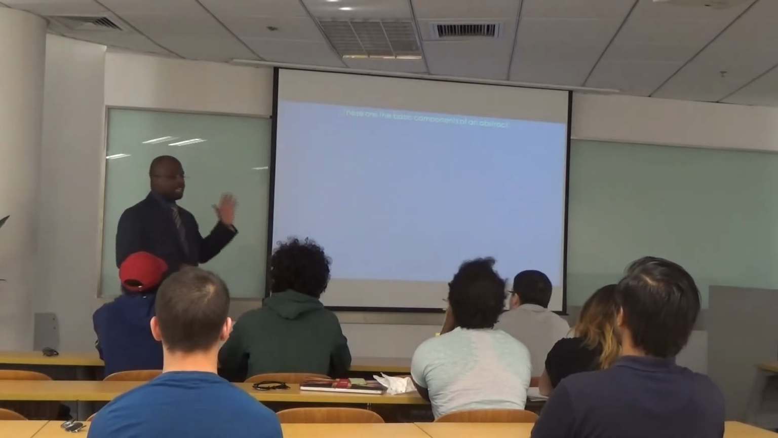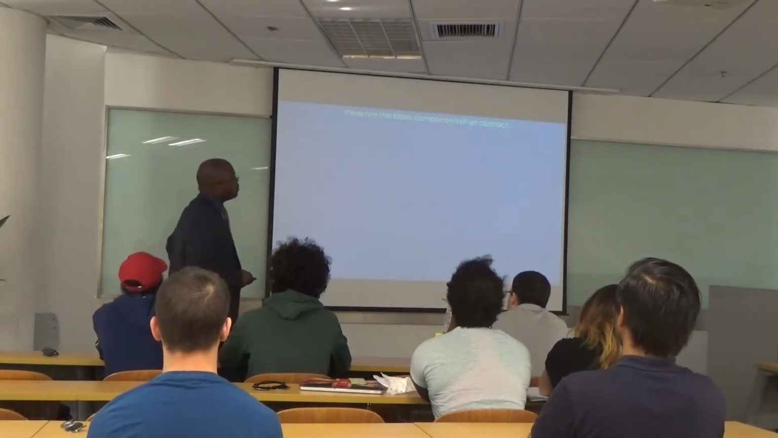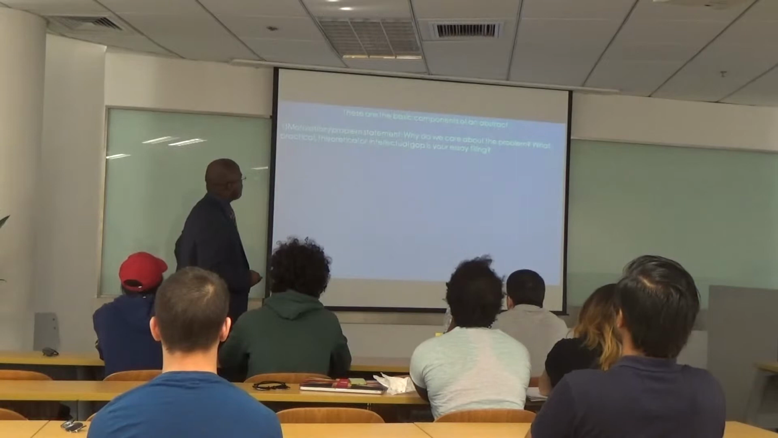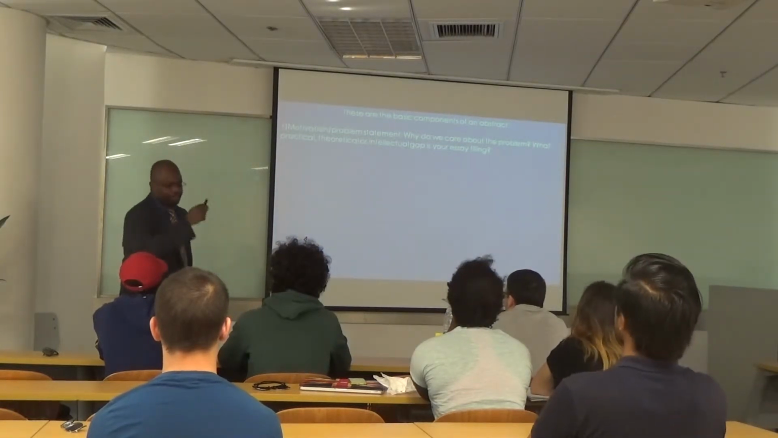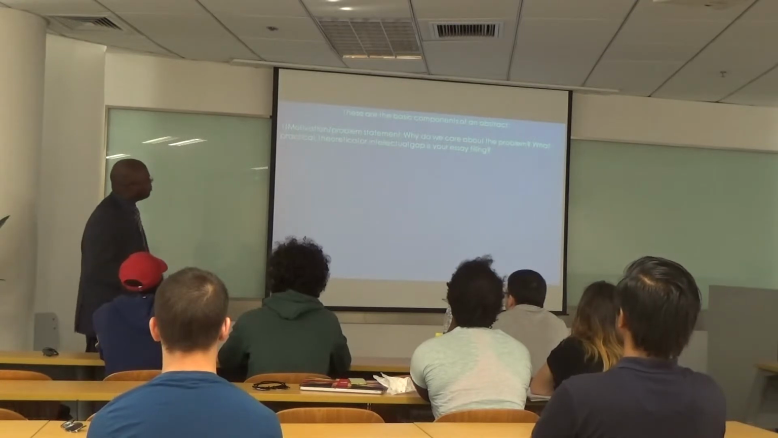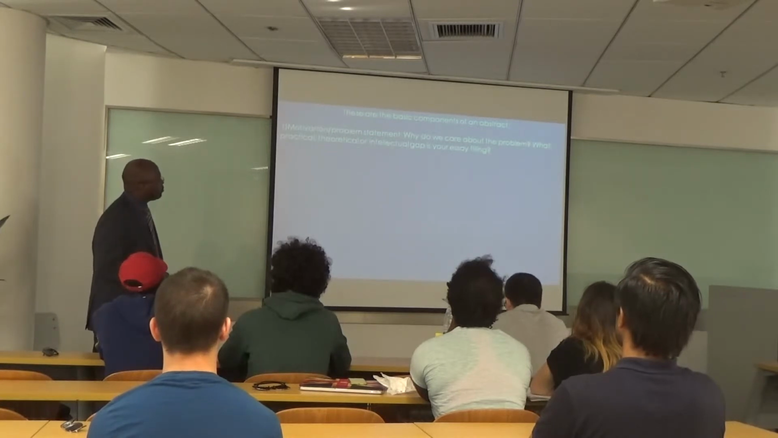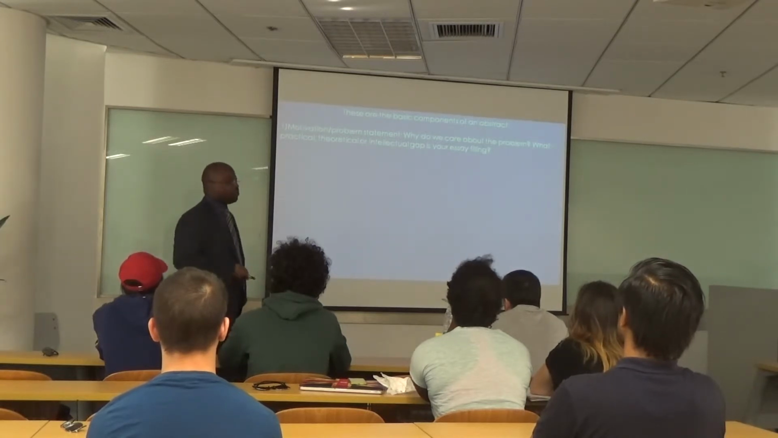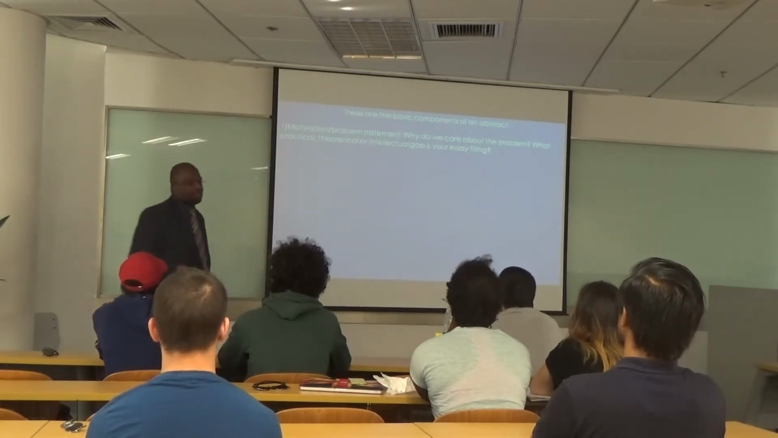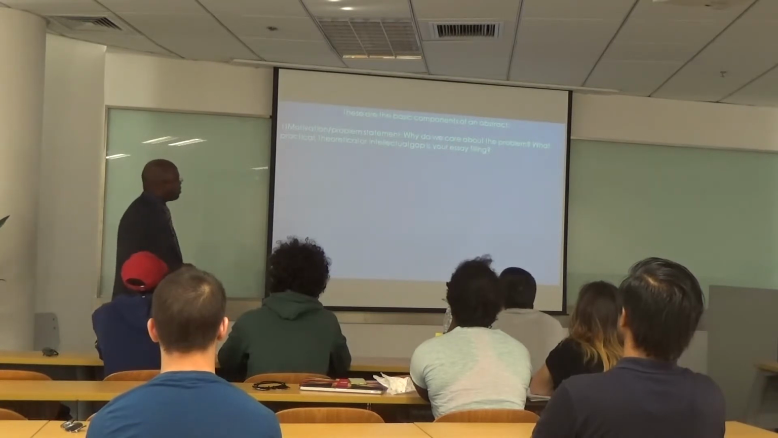So, now we get to the abstract, and this is the basic components of an abstract. Can we have someone to read this out for us, please? One, go for it. Motivation, problem statement. Why do we care about the problem? What practical, theoretical, or intellectual gap is your essay filling? So that's the first one. So why have you written? What intellectual gap do you fill?